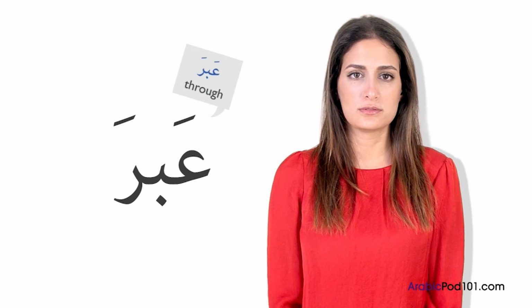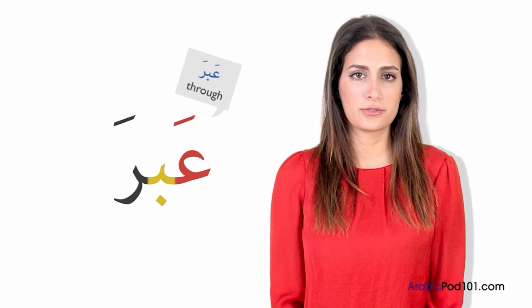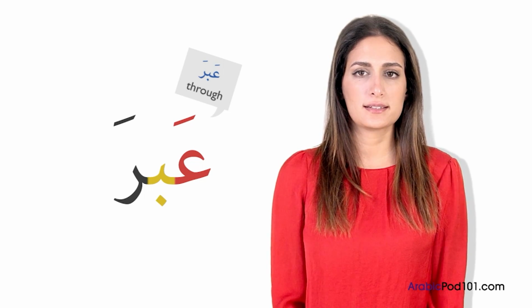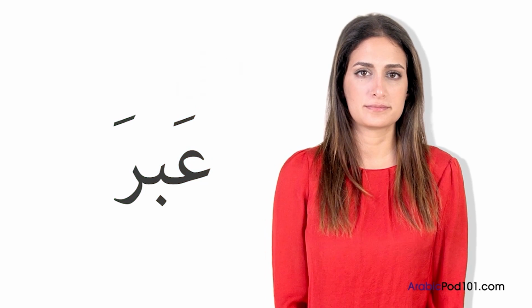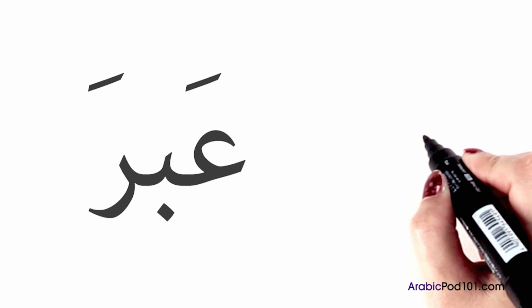Now let's learn some words using these 2 letters combined with some of the letters we learned before. Our first word is abra, meaning through. Ayn is in the initial form with a fatha on top. Then we have the ba in the medial form without voweling, connected to the ra in the final form with a fatha on top. Let's write it. Abra.